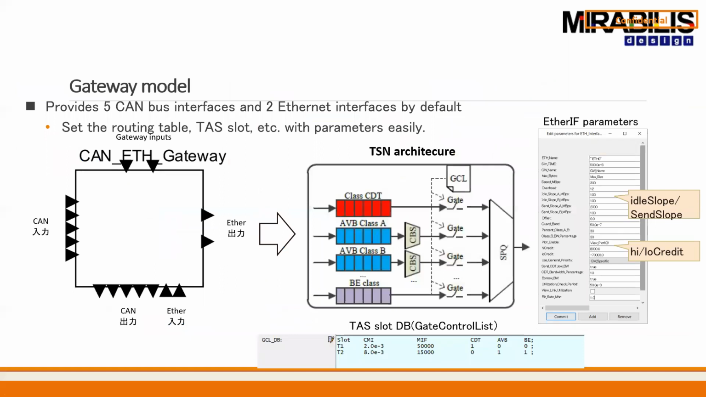Now, let's take the gateway models. We have a gateway model here with 5 CAN interfaces and 2 Ethernet interfaces. We set up a variety of parameters. And here you can see this is how the DSM gateway architecture works, which is all of these different classes of traffic are put in different queues. When the gate opens for each one of them, they can come out. Now, the Ethernet interface itself determines all of this logic, and the scheduling is provided as a series of parameters that you could utilize.